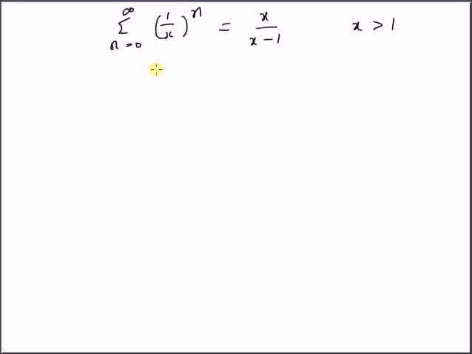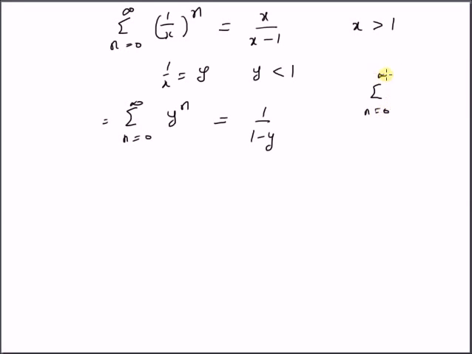So let us look at the series. Let us define 1 by x as equal to y, where y is less than 1. Since x is greater than 1, y is always going to be less than 1. Then this series becomes summation n equal to 0 to infinity y power n, which is going to be equal to 1 by 1 minus y, where we use the summation of this series n equal to 0 to infinity y power n is equal to 1 by 1 minus y for y less than 1. So now we have an expression for this summation.